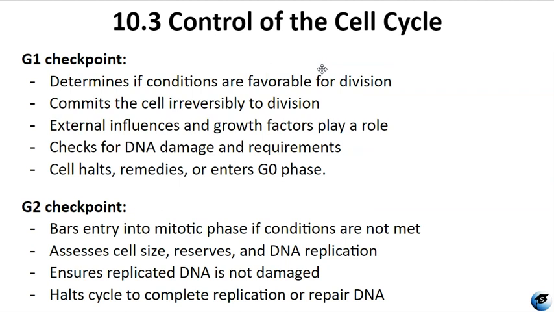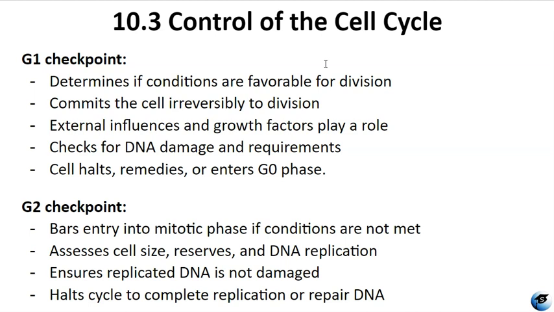The G1 checkpoint determines favorable conditions for cell division and irreversibly commits the cell. Factors like growth factors, size, reserves, DNA damage, these things are all assessed during this checkpoint. If the requirements are not met, the cell halts the cycle or enters G0 until conditions improve.